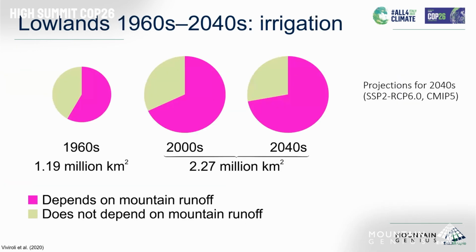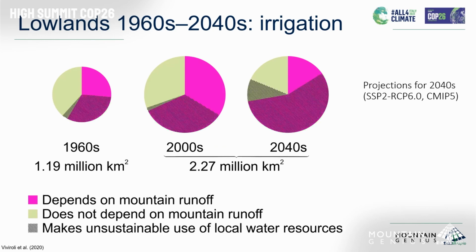We can have a look at a bit more detailed summary of the irrigation here. This is the global picture, so the pies here show the irrigated lowland areas in the 1960s, 2000s, and the 2040s. And we can, in the first step, determine how much of that area depends on water resources. That's the pink share of the pie.